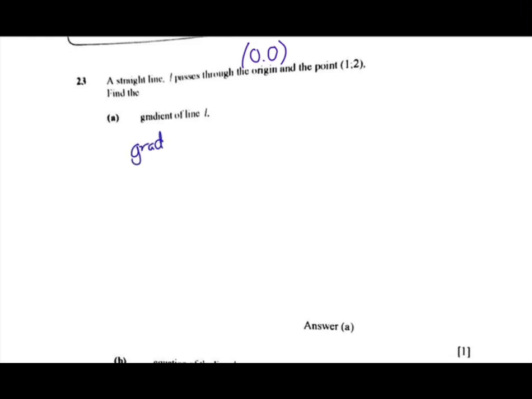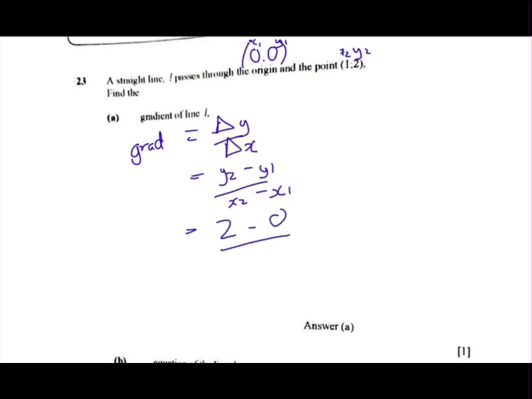So the gradient of a line is found by calculating the change in y over the change in x. So that will be y2 minus y1 over x2 minus x1. Our y2 and x2 are in the point that we've been given there. Remember that when you are working with coordinates, the first coordinate is the x coordinate, and the second one is the y coordinate. So we take the y coordinate from that point and subtract the corresponding coordinate of the origin, and then take the x and subtract the corresponding coordinate of the origin. So it will be 2 minus 0 over 1 minus 0, which will give us 2. So our gradient is 2.